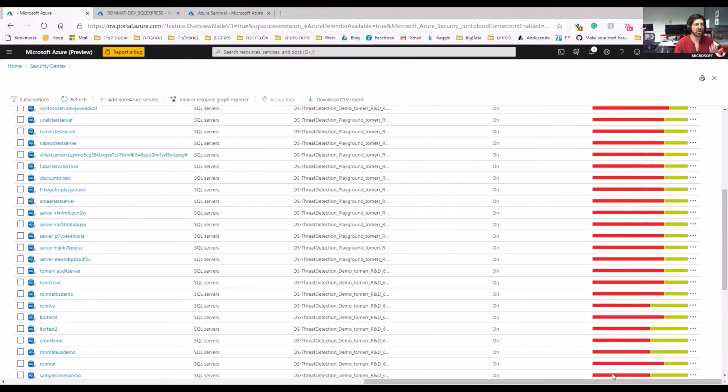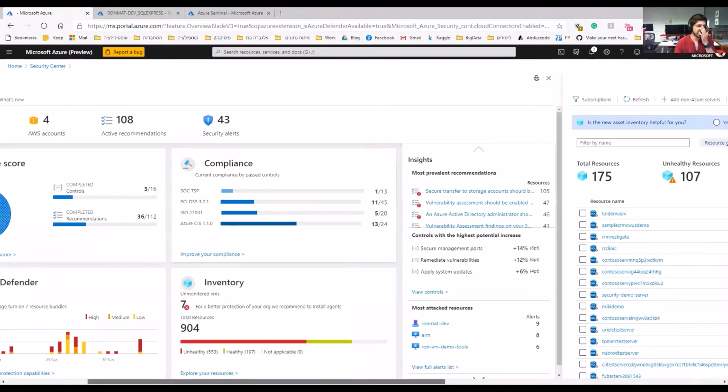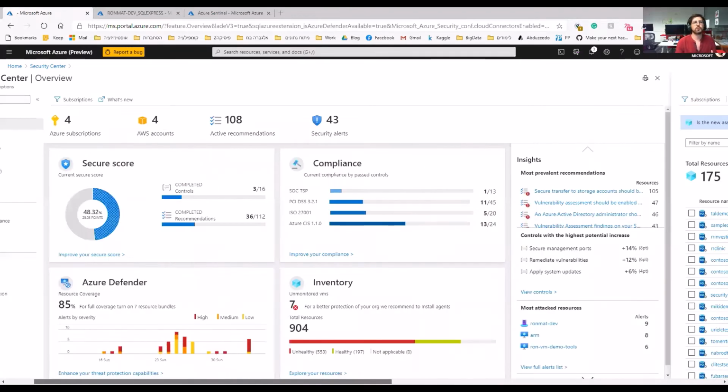We see how in one easy click, we received protection on all of our SQL estate with future auto-discoverability, and even on the resources and the entire environment of our SQL, which is, as we see, really relevant to our SQL protection. Back to you, Michal.